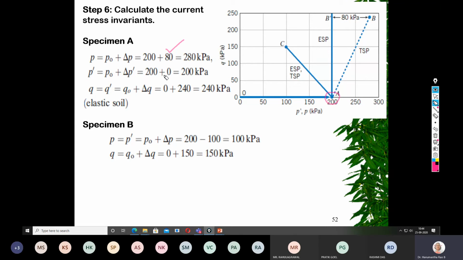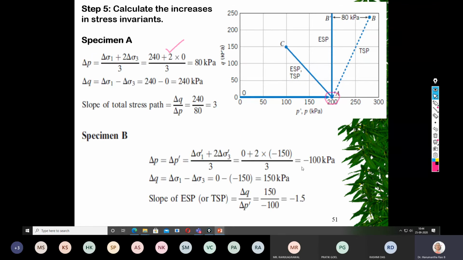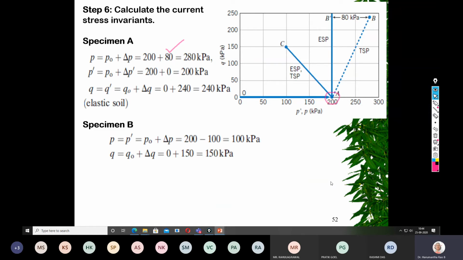So P dash plus delta P dash is equal, that is 200 kilopascals, total and effective. While in case of Q dash, here it is positive, so the total and effective are different. While in case of Q, since it is (sigma 1 minus sigma 3) by 2, the total will be equivalent to the effective. Therefore Q is equal to Q dash. So in this case, what we initially get is the total stress part.